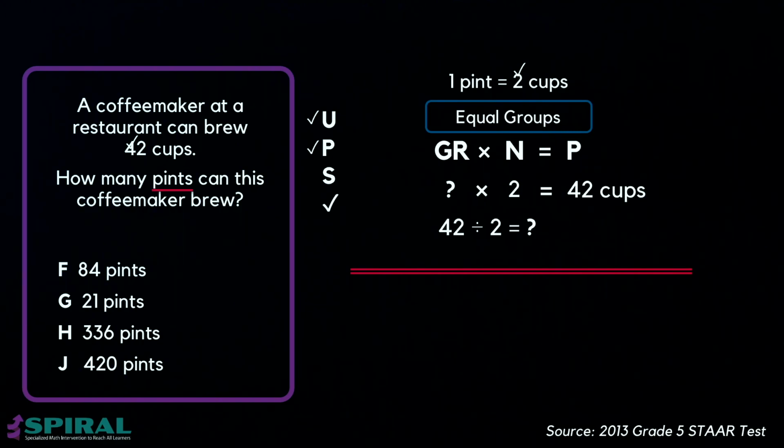So here what we can really do is divide 42 divided by 2, which gives us 21. So our correct answer is 21 pints. If we look at our multiple choice options, we see that G is our correct answer.